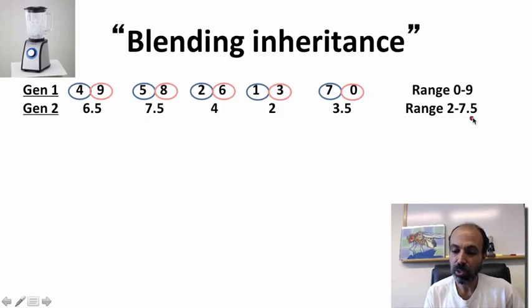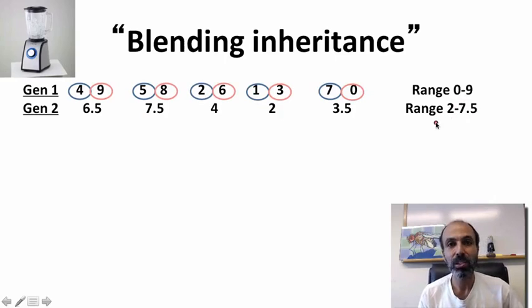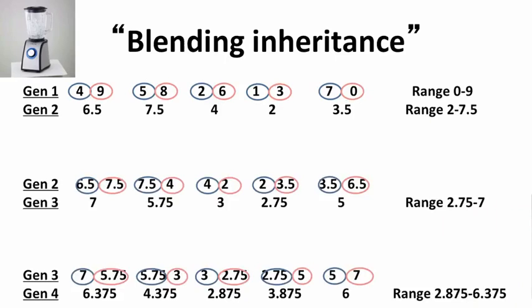Well, the range in the second generation is quite a bit smaller than the range in the first generation. It goes from 0 to 9 in the first generation and 2 to 7.5 in the second generation. You've lost a lot of variation in the population. Now this is just one generation. If you were to iterate this over and over again, you'll see the same process happening again.